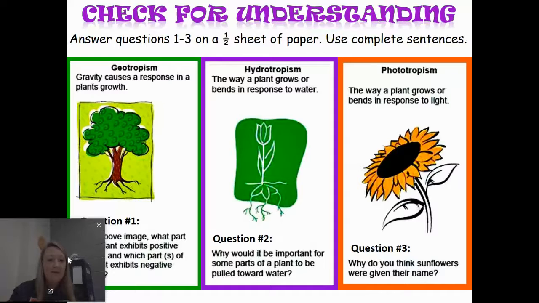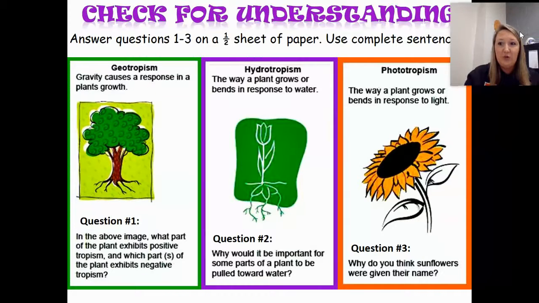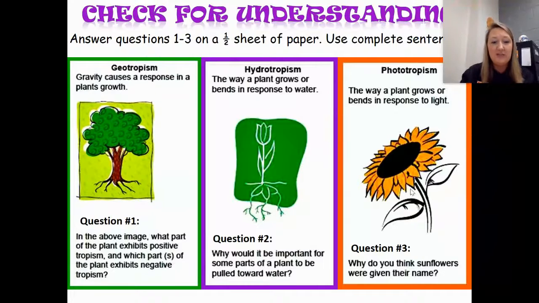Okay? So what I want you to do is in your journal, I want you to answer these 3 questions. This is where you're going to take a picture of your notes for today. So go ahead and answer question number 1. In the image above, what part of the plant exhibits positive tropism and what parts of the plant exhibit negative tropism? Question number 2, why would it be important for some parts of a plant to be pulled towards water? And question number 3, why do you think sunflowers were given their name? So I'm going to pause the video so that you guys can answer those questions, and we will pick back up tomorrow.